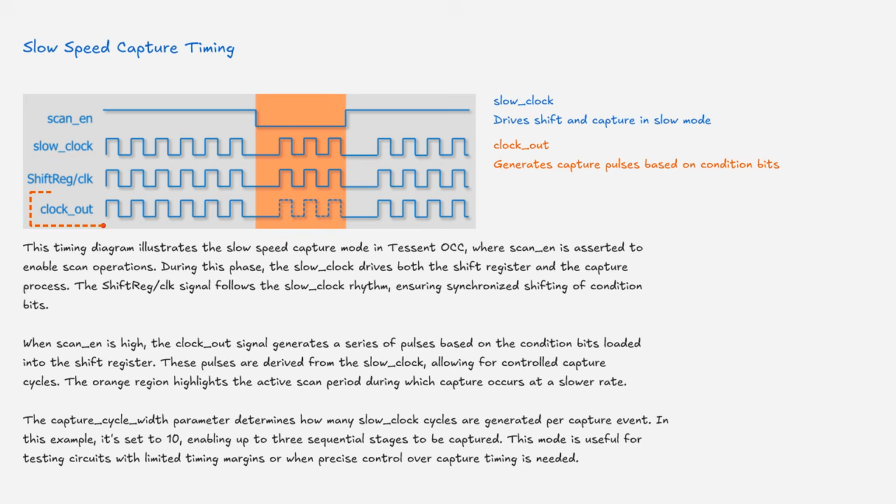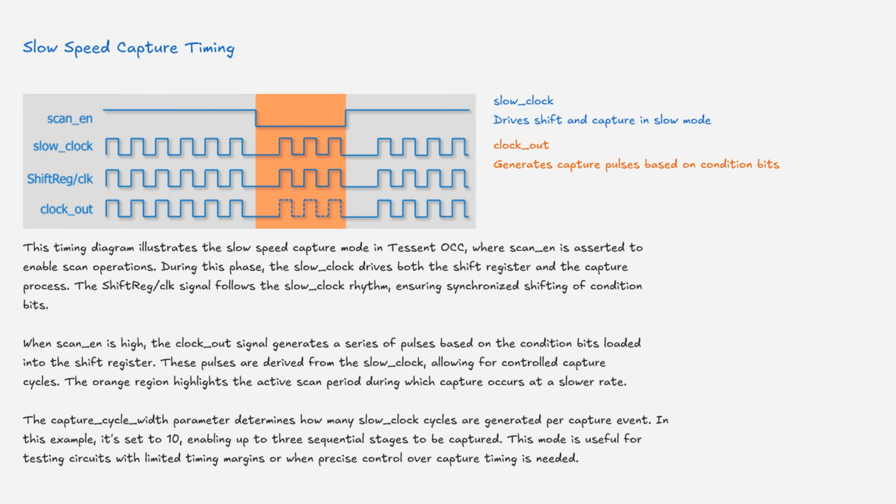When scan enable is high, the clock out signal generates a series of pulses based on the condition bits loaded into the shift register. These pulses are derived from the slow clock, allowing for controlled capture cycles. The orange region highlights the active scan period during which capture occurs at a slower rate. The capture cycle width parameter determines how many slow clock cycles are generated per capture event.